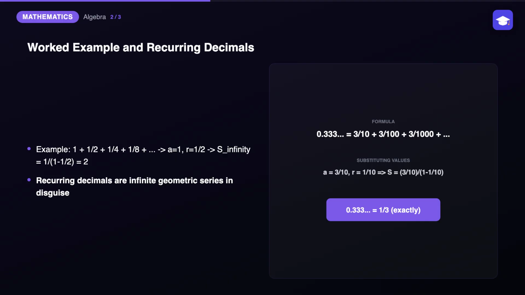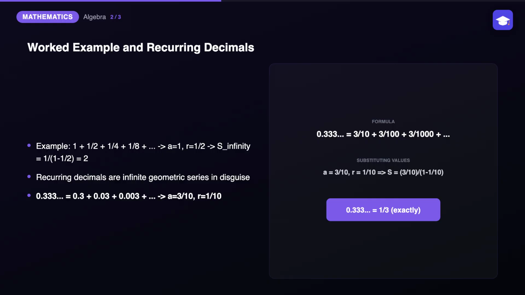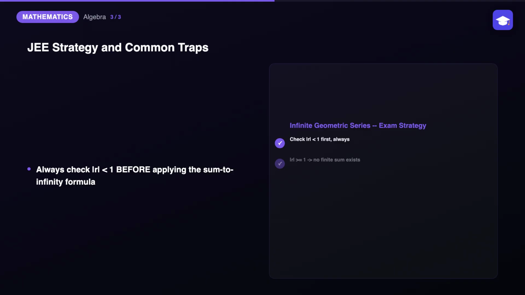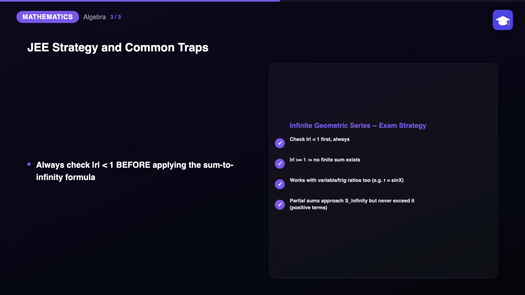A genuinely elegant, frequently tested application converts recurring decimals into fractions. Take 0.333 repeating forever. This can genuinely be written as an infinite geometric series 3/10 plus 3 over 100 plus 3 over 1000 and so on, with first term a equals 3/10 and common ratio r equals 1/10, giving S infinity equals 3/10 divided by 1 minus 1/10, which equals 3/10 divided by 9/10, equals 1/3, exactly confirming that 0.3 repeating equals 1/3.